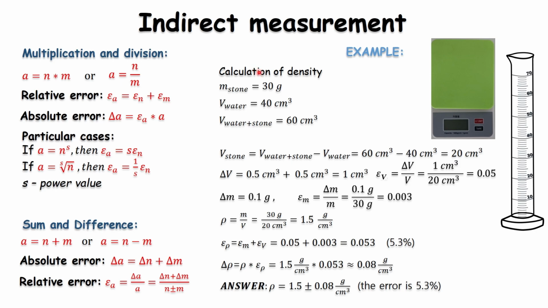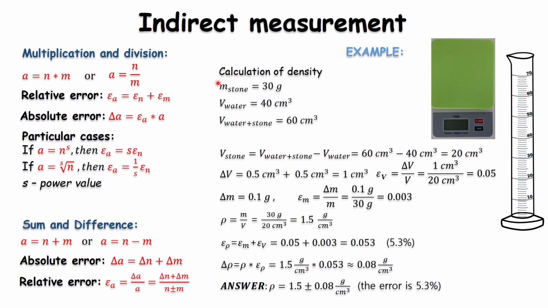To measure density, we need to measure mass and we need to measure volume of the stones. So, how are we going to measure the volume? We are going to put some water here up to 40 cubic centimeters, and then we are going to put the stones in and see the volume increase, and the difference would be the volume of the stones.